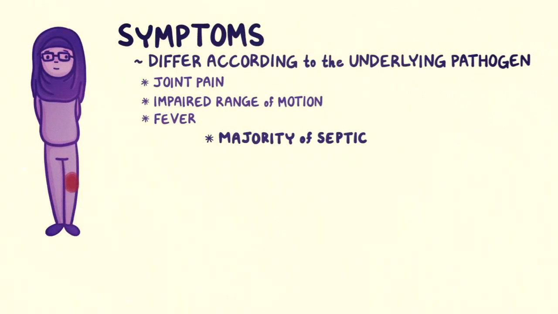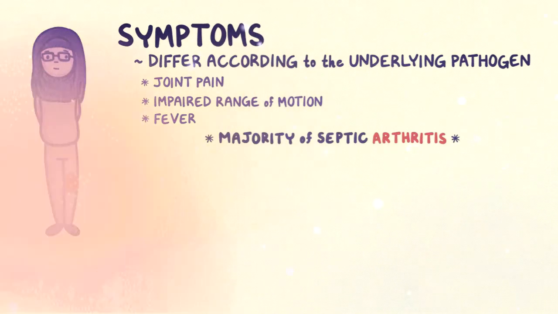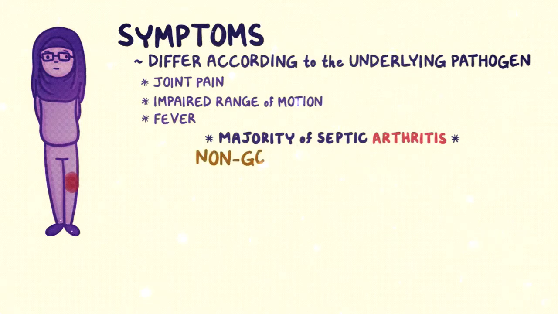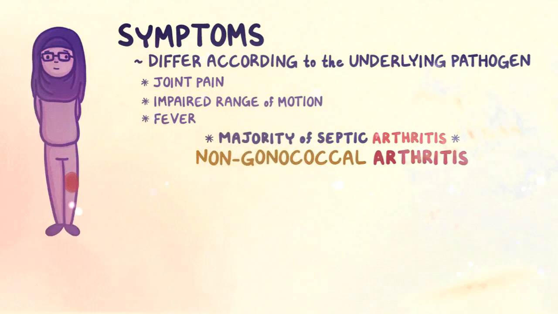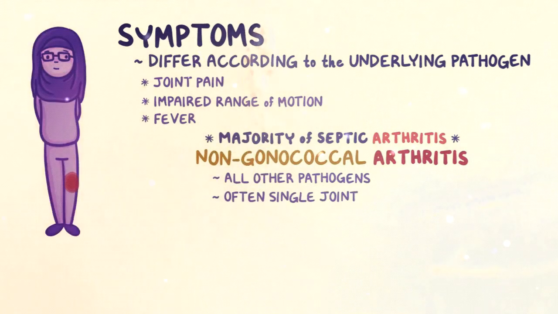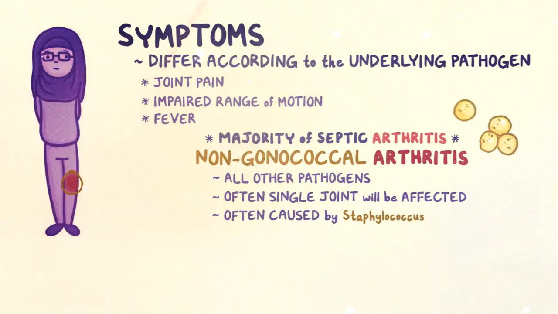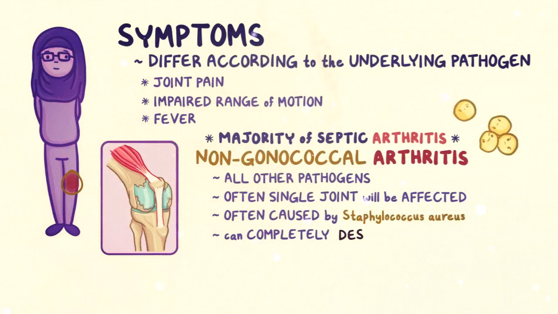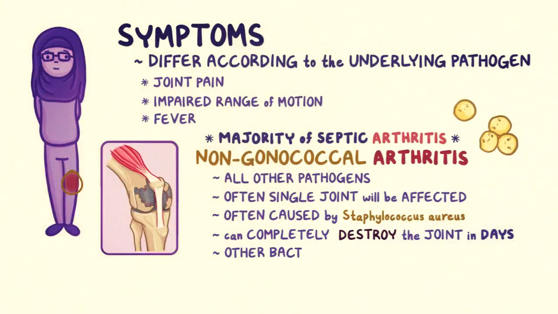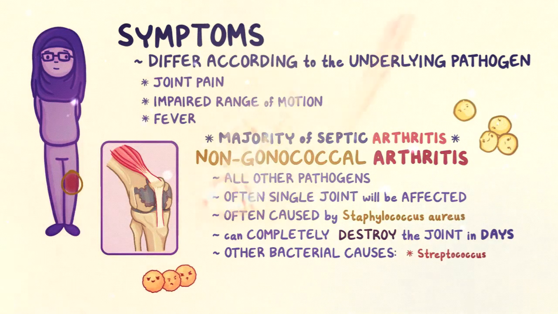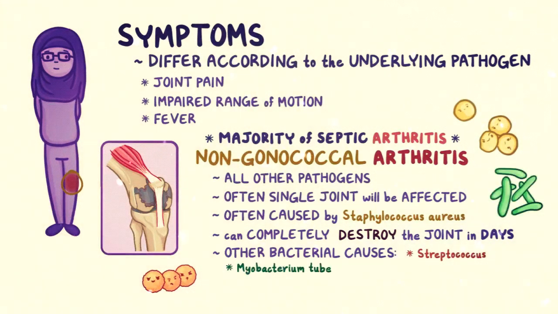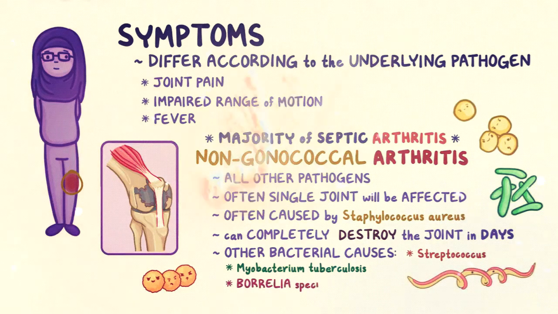Now, the majority of septic arthritis is not due to Neisseria gonorrhoeae, and it's called non-gonococcal arthritis. Non-gonococcal arthritis includes all of the other pathogens, but most often, a single joint will be affected, typically a knee. Non-gonococcal arthritis is most often caused by Staphylococcus aureus, which can completely destroy the joint within days unless it's treated. Other bacterial causes include multiple Streptococcus species, as well as Mycobacterium tuberculosis and Borrelia species, which is the cause of Lyme disease.